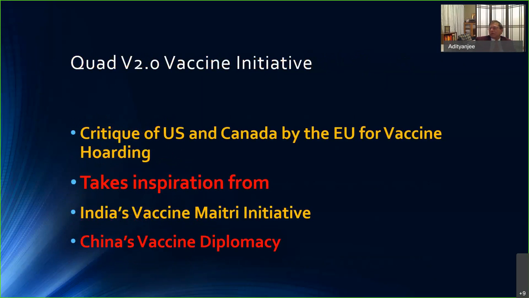The vaccine initiative, I think the harbinger of vaccine initiative is critique of US and Canada by the European Union, that these two countries were hoarding the vaccines. Actually, Canada ordered 10 times more vaccine doses than the population of Canada. And this vaccine initiative takes inspiration from India's Vaccine Maitri Abhiyan and China's vaccine diplomacy. But it is important that Quad is taking a humanitarian issue of the pandemic, dealing with the pandemic, as one of the major initiatives.